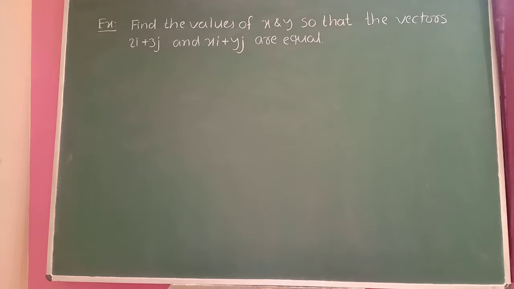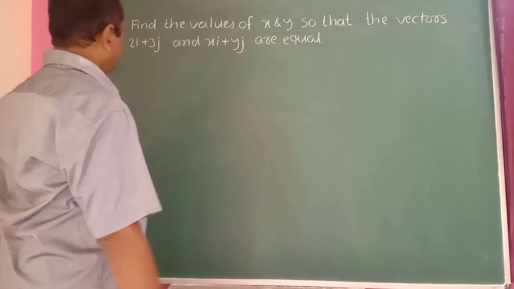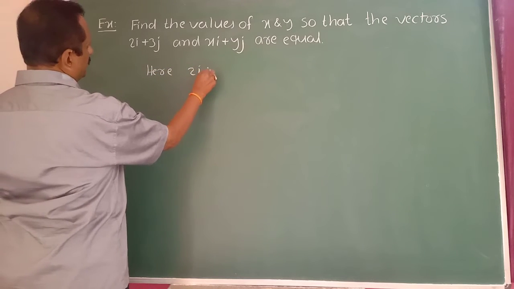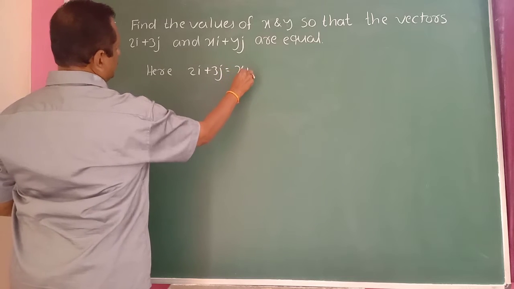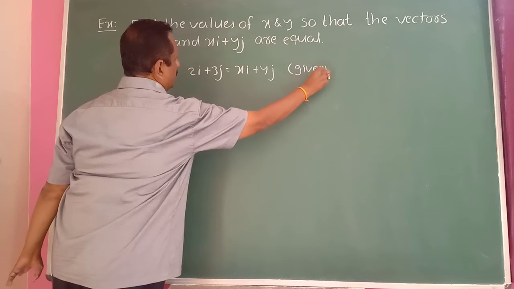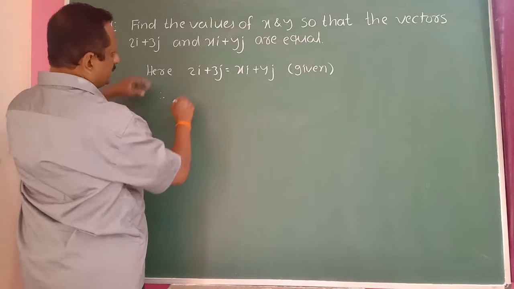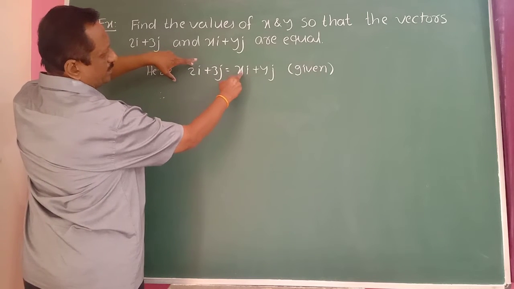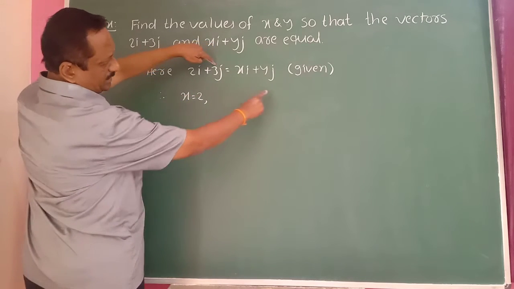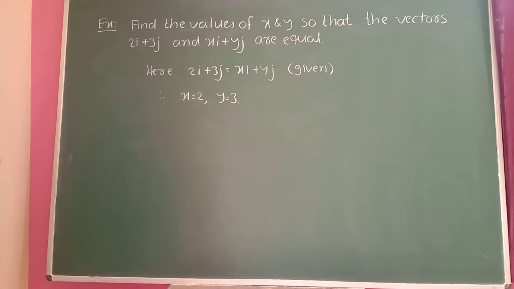Even here, the given vectors are equal, then find the values of x and y. Therefore, 2i plus 3j is equal to xi plus yj. They are already given here. Therefore, equating i and j coefficients: the i coefficient is 2 and the other i coefficient is x, so x is equal to 2. The j coefficient is 3 and the other j coefficient is y, so y is equal to 3. So x is equal to 2, y is equal to 3.